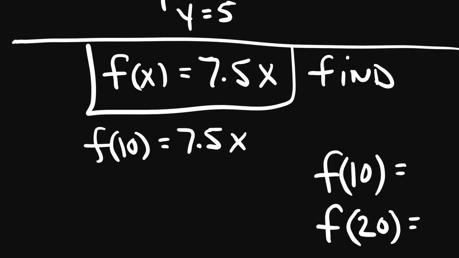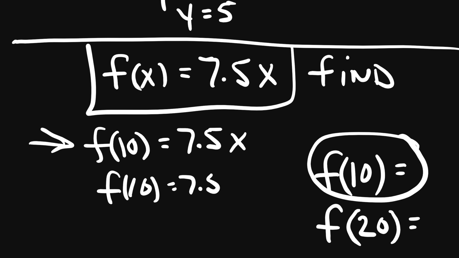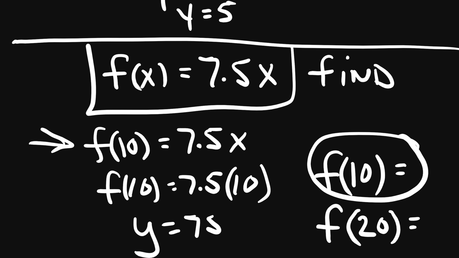Okay, for my next operation, I'm evaluating f of 10, just rewrote it over here. And I'm going to replace the x with 10 this time. So it's going to be f of 10 equals 7.5 times 10. So therefore, y equals 75. And again, we're done. And then we've got one more to do, and that would be f of 20.